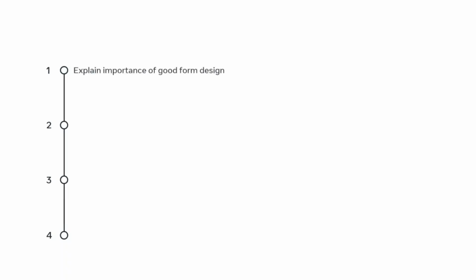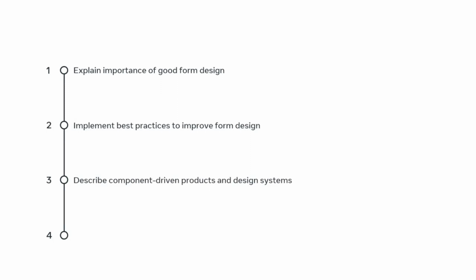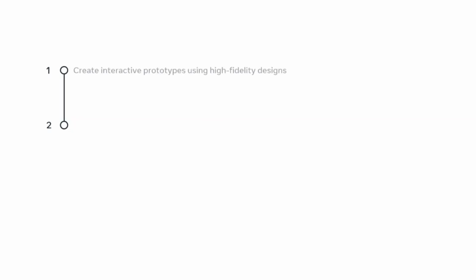Now that you've completed this lesson, you're able to explain the importance of good form design, implement best practices to improve form design, describe component-driven products and design systems, and explain how component-driven products and design systems deliver captivated audiences. You then moved on to the 3rd lesson, in which you learned about prototyping, sharing, and testing your designs. Having completed this lesson, you're now able to create interactive prototypes using high-fidelity designs in Figma, and also describe how these prototypes can be animated and shared with customers and colleagues for further testing and feedback.